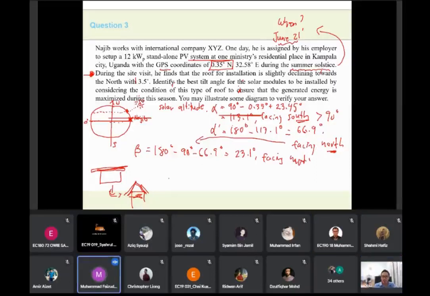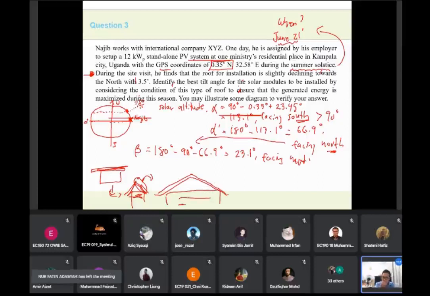Let's say like this. Assume that we are in this situation. Okay, I scale it up. Let's assume this is the roof. Okay, so this is the roof. How is the 3.5 degree?